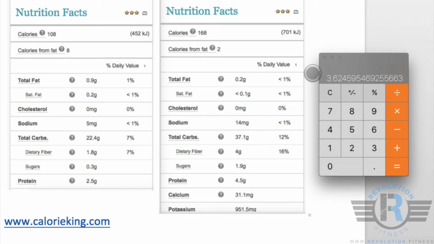So again, if you have any questions about that, please get in touch with me and I can help you with it. The next video I'm going to do is going to go more in depth over nutrition facts and ingredient lists and how to read those for the different foods that you eat, because that's the second piece to this equation.